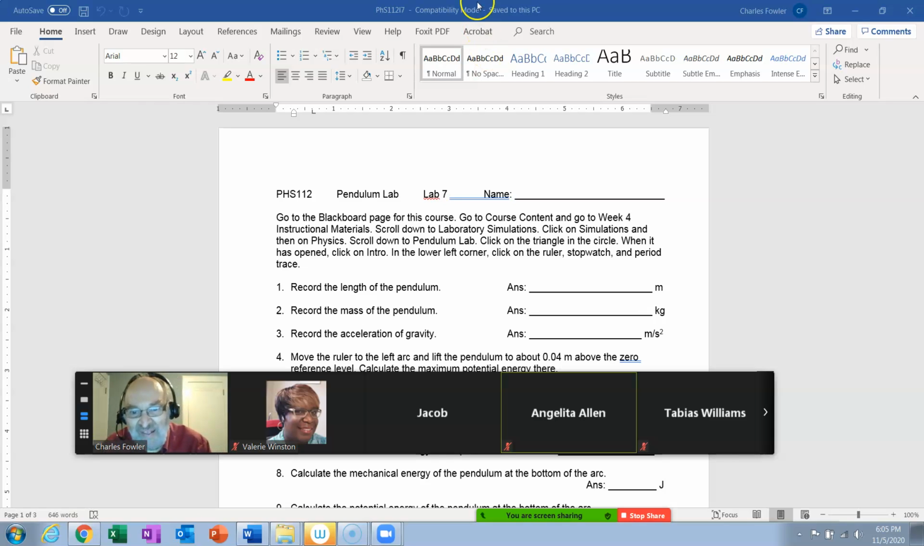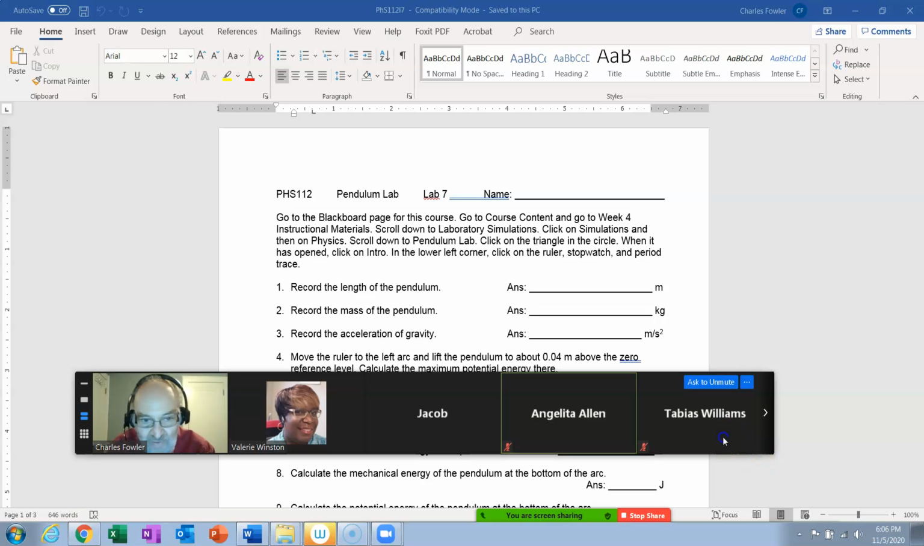Okay, the length of the pendulum was 0.7 meters. I have a lot more line there than you need. The mass of the pendulum, remember what that was? 1.0 kilograms. And what did y'all say the acceleration due to gravity was? 9.8 meters per second squared. Perfect.